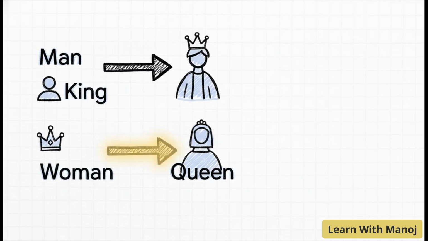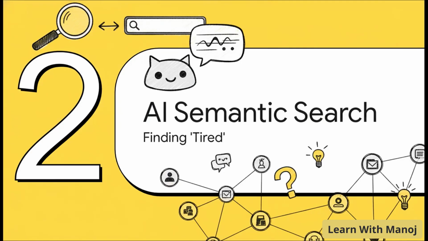And here's where it all clicks. If we take that exact same arrow, same direction, same length, and we start it at the word woman, where do you think it's going to point? Exactly, straight to queen. This is huge. The computer didn't just learn definitions, it learned the relationship of royalty, just by using simple math and geometry. Okay, so that's the big idea.